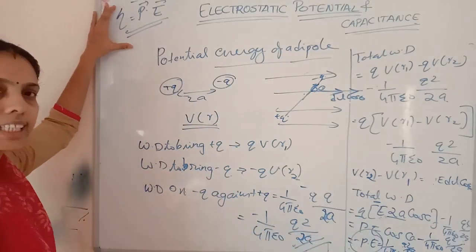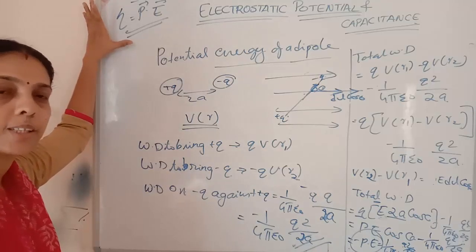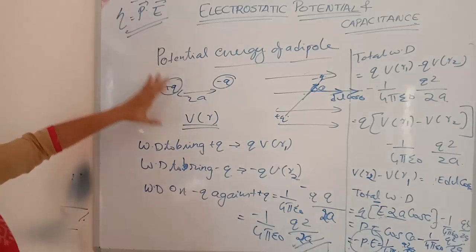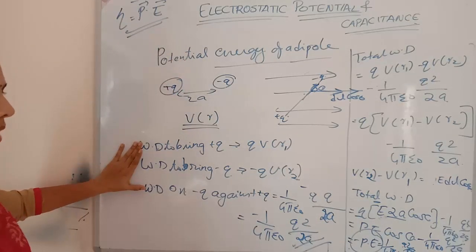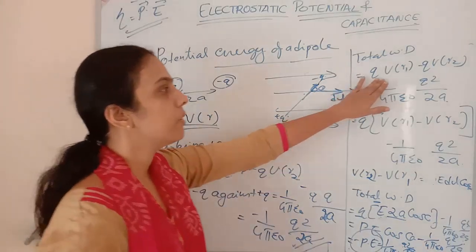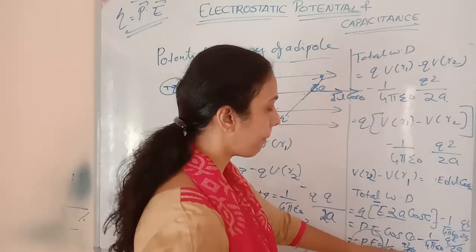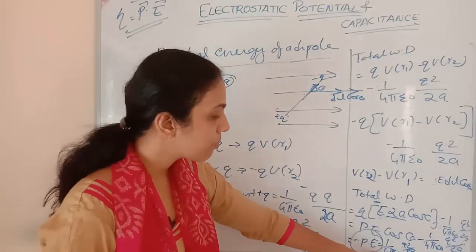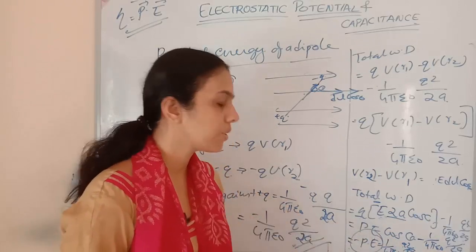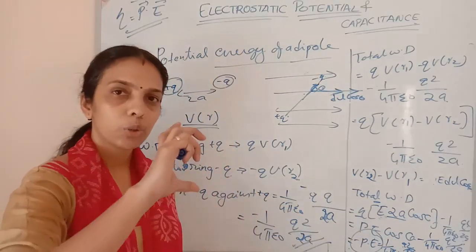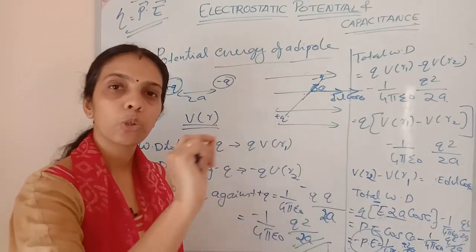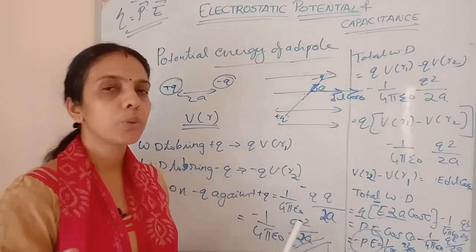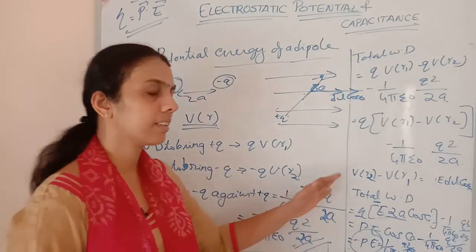Clear? So with the integration method, while we are doing torque, we get tau equals P dot E, minus P dot E. But by the normal potential energy, while we are finding it, we get minus P dot E minus 1 by 4 pi epsilon 0 Q square by 2A. In that, minus 1 by 4 pi epsilon 0 Q square by 2A, for a given dipole, is a constant. So it is insignificant in this case while we are taking the difference.